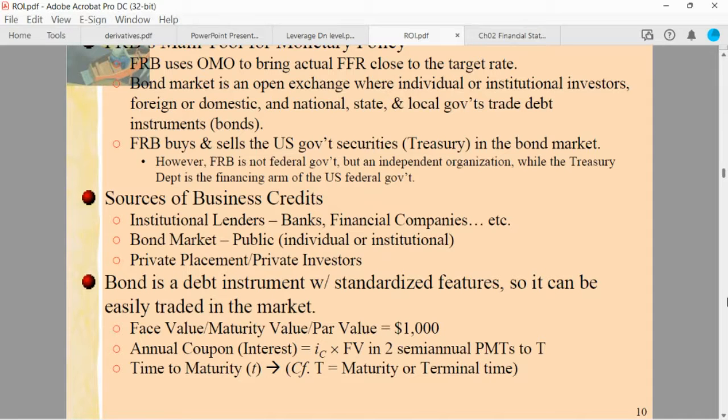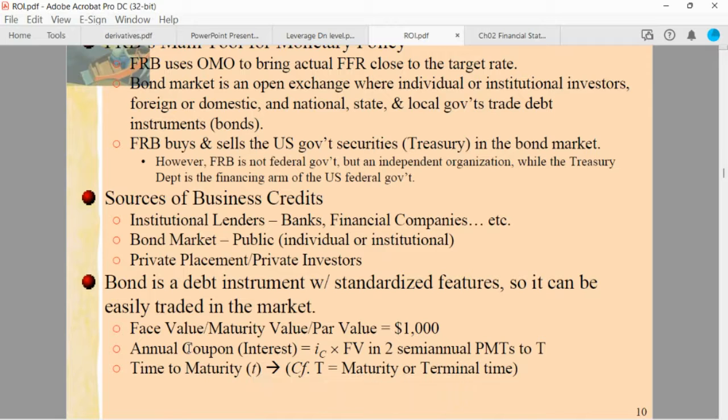And also, because it is debt, in other words, borrowing from their perspective and lending from your perspective, it has to pay interest. And the interest it pays is called the coupon interest rate, and the dollar interest is called the coupon.